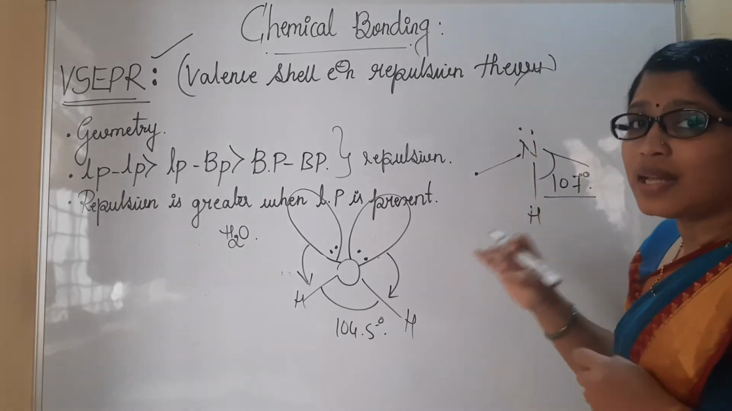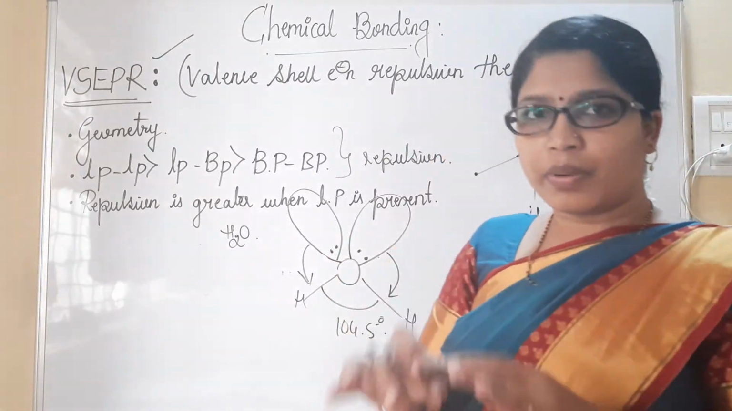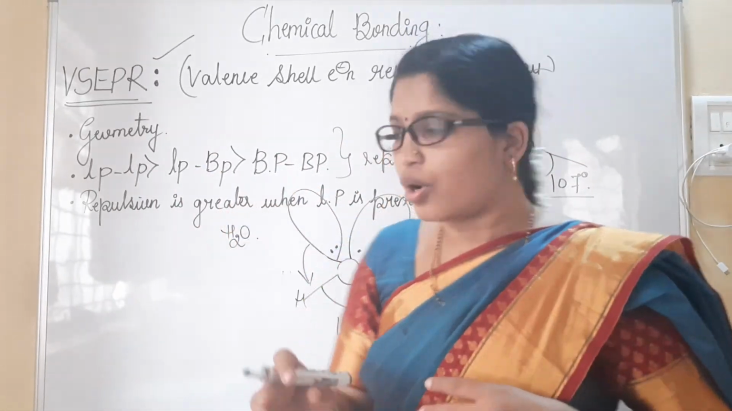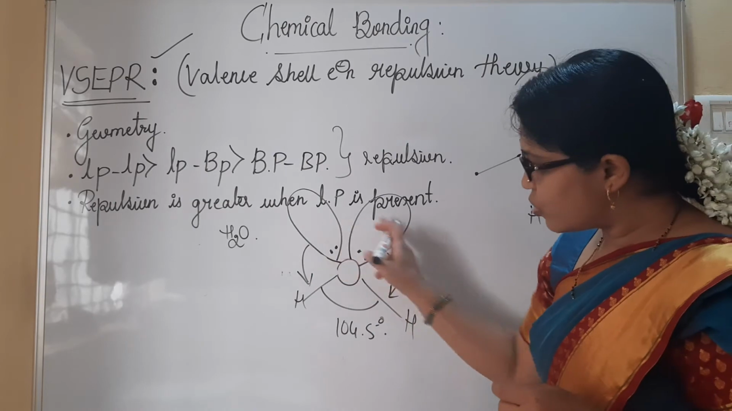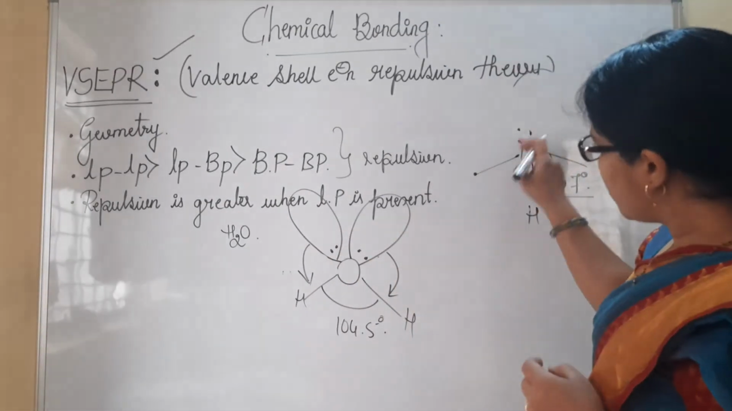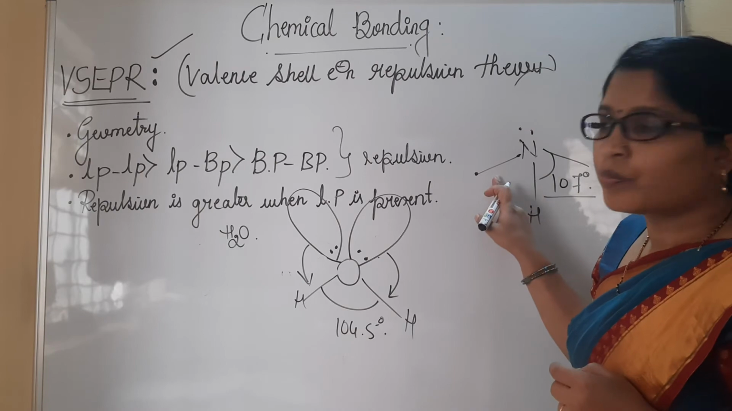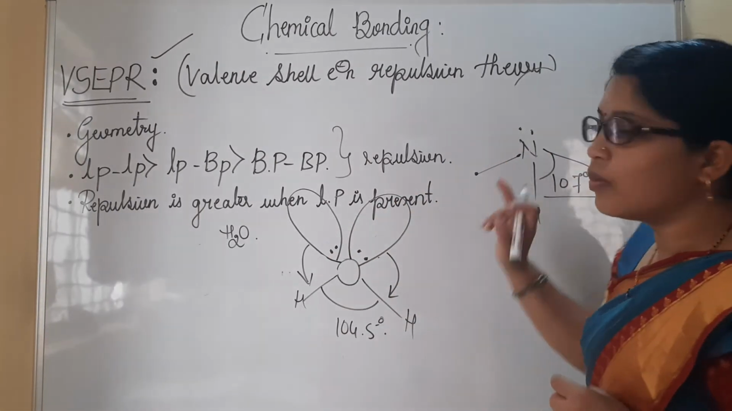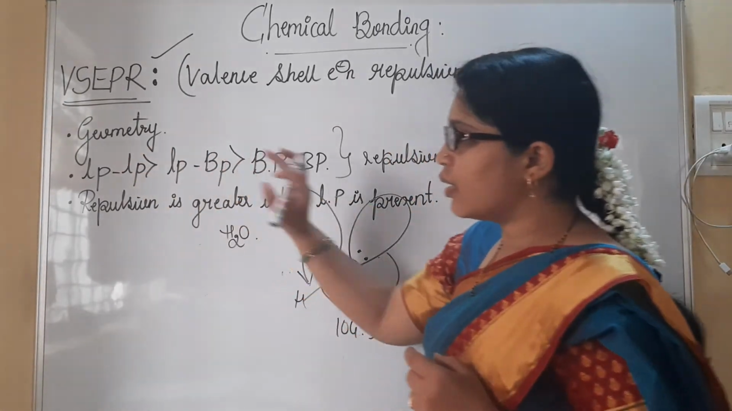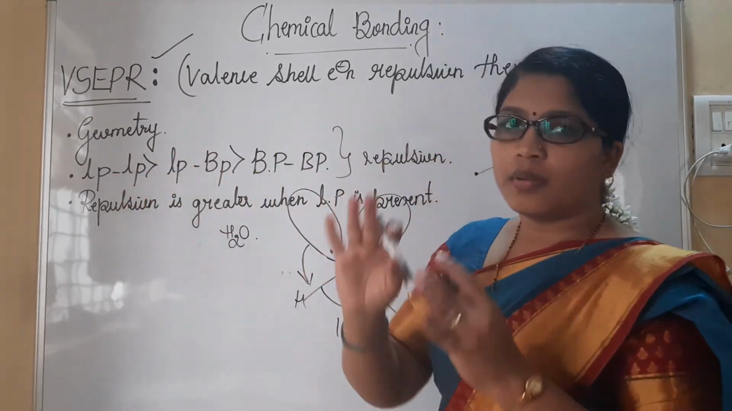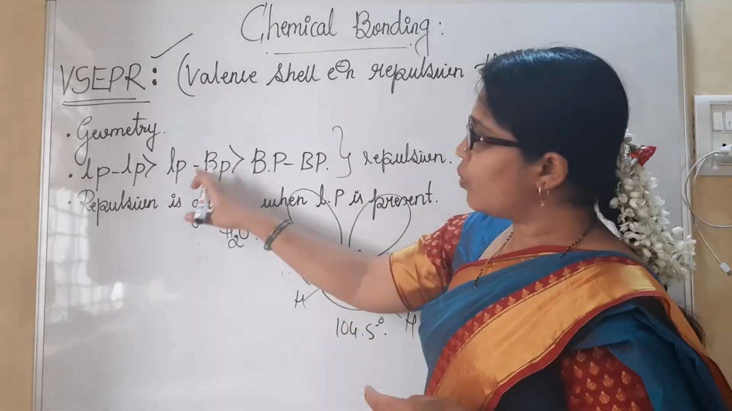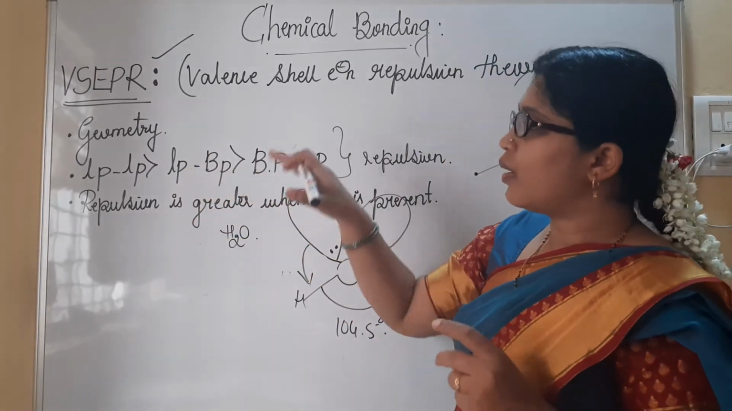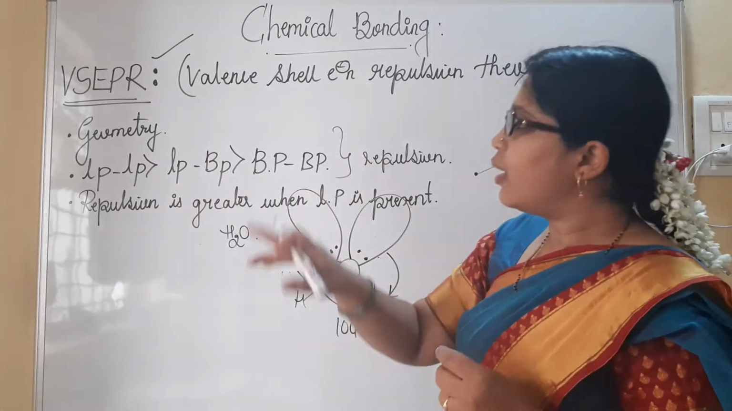Here also a certain extent of repulsion is there, but that repulsion is not as great as that of these 2. These 2 are lone pairs. These 2 are lone pair, bond pair. Lone pair-lone pair repulsion is higher than that of lone pair-bond pair. What have they written here? Lone pair-lone pair will have the highest repulsion, then lone pair-bond pair. And see, lone pair-bond pair has higher repulsion than that of bond pair.